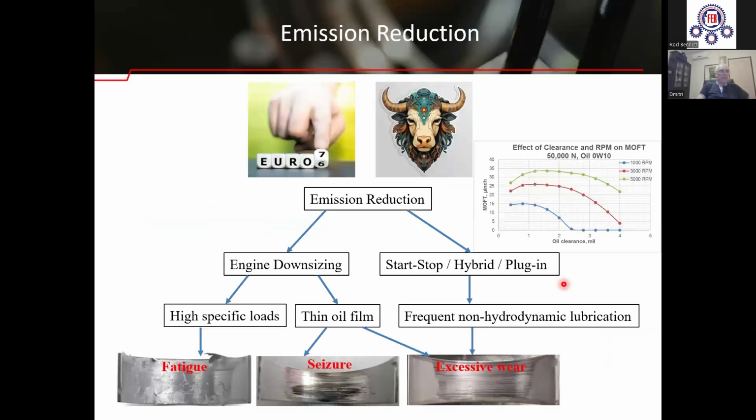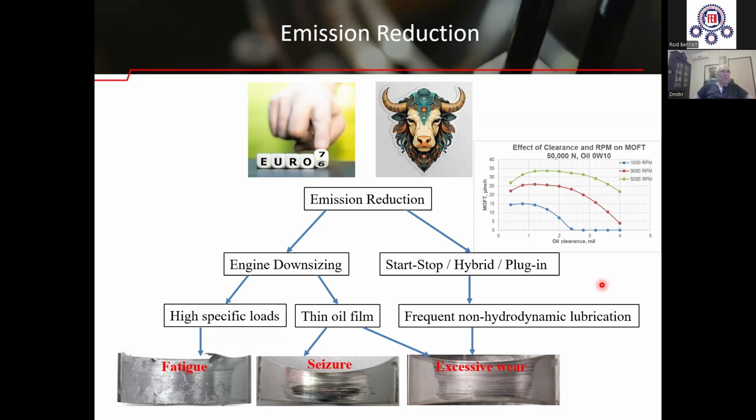The next slide is emission reduction. Emission reduction is the highest priority item for engine designers. I can say that emission reduction is the sacred cow of engine designers. It's in the first priority, the second and third priority.